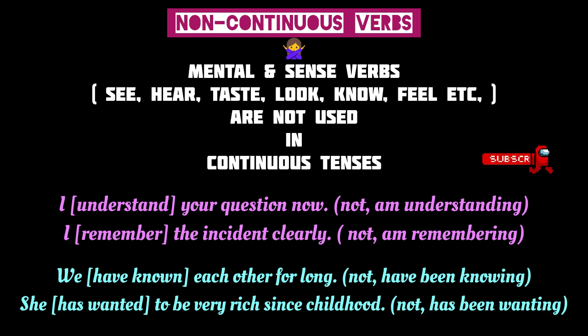She has always wanted to be rich since childhood. To want is a verb that denotes a mental activity. Hence, we cannot use it in present perfect continuous tense. It will be wrong to say she has been wanting to be rich since childhood. So we are using the present perfect has wanted in this sentence.